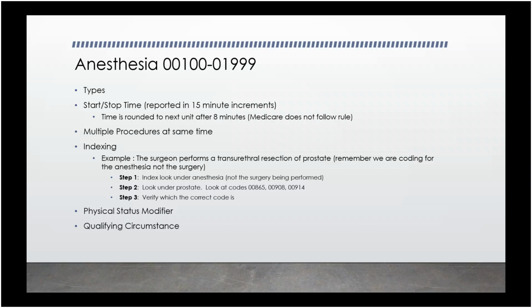Our physical status modifier. What I noticed on the homework when I was going through it is that qualifying circumstances and physical status modifier was a little bit of confusion for you. The qualifying circumstance is an actual CPT code. It's an add-on code. It's those 99,000 codes that are listed in the beginning of the anesthesia in the green guideline pages. The physical status modifiers are attached to the anesthesia code. So they are an actual modifier.